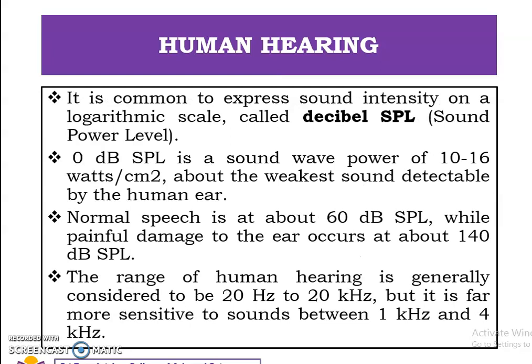And now come to the next thing, which is used to express sound intensity on a logarithmic scale, called decibel. Decibel is relative to a sound wave power of 10 to the power minus 16. Normal speech is about 60 dB, while painful sound, which causes damage to the ear, is 140. We all know that the range of human hearing is generally considered to be 20 Hz to 20 kHz, but it is far more sensitive to sounds between 1 kHz and 4 kHz.